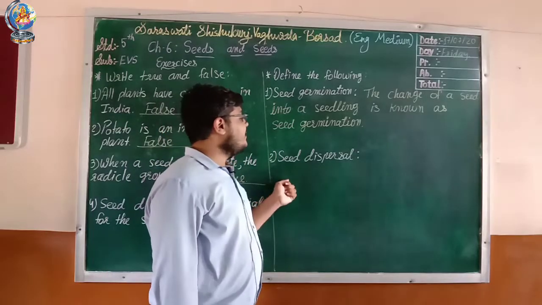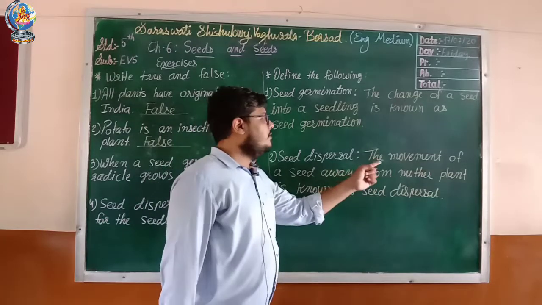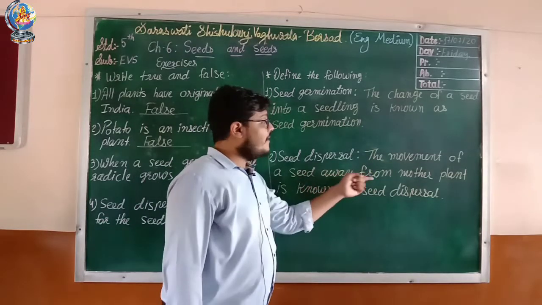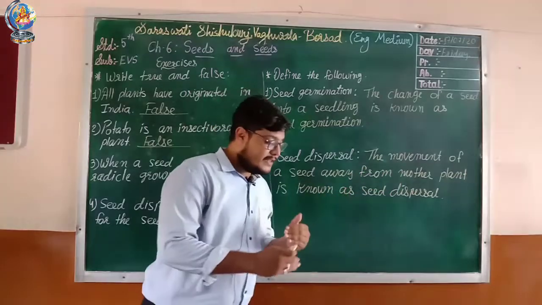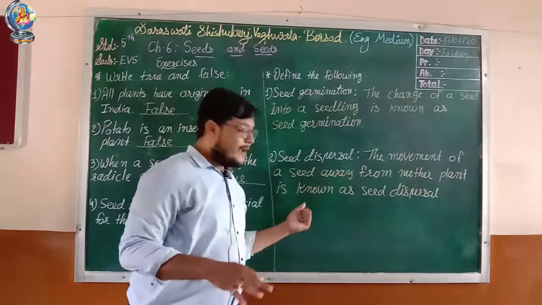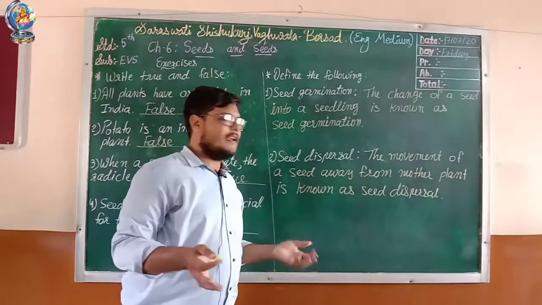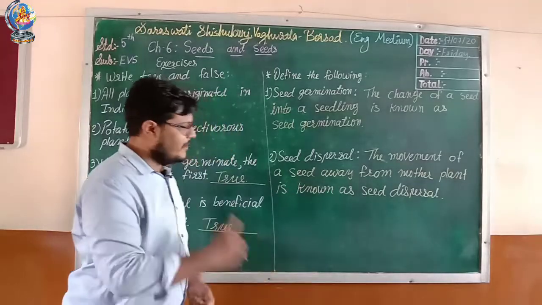Let's see the next one, that is seed dispersal. So let's check the answer. The answer is the movement of a seed away from the mother plant. When a seed moves away from its parent plant, or you can say mother plant, that movement is known as seed dispersal. Please check your answers.